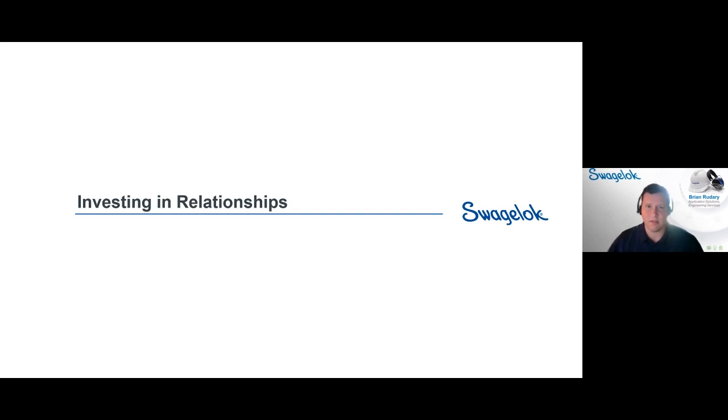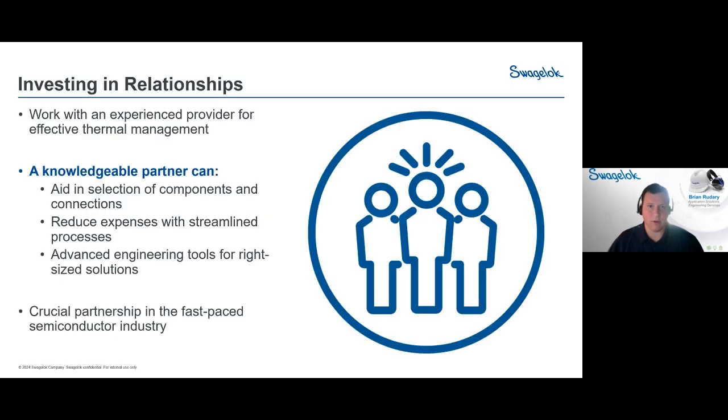I'm going to bring us to the end here when we talk about, at a wider lens, investing in the right relationships as you're seeking to continue to have optimal thermal management within your semiconductor fab. It's really important to partner with experienced providers who really understand the challenges you face within the semiconductor space. Like we just talked about today, expert component selection, cost reduction through more streamlined processes, and more advanced engineering tools enable right-sized solutions and are going to eliminate the guesswork and ultimately failure.